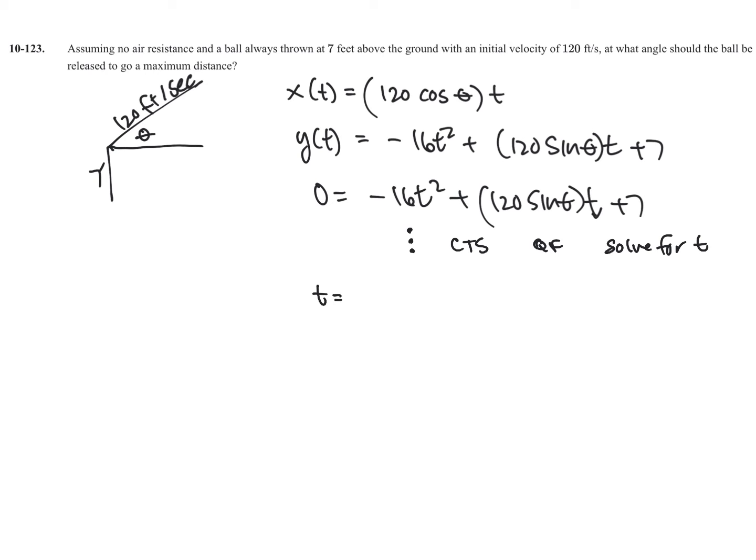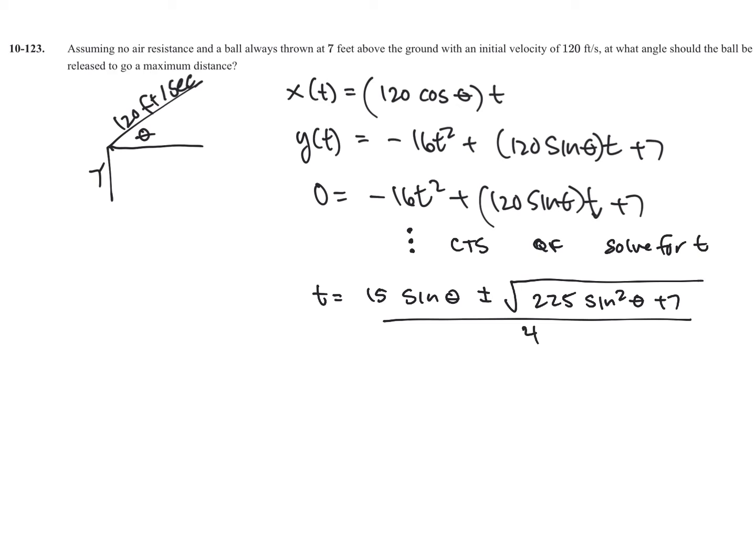All right, so t equals 15 sine theta plus or minus the square root of 225 sine squared theta plus 7, and divide this by 4. Now, you need to be in function mode, and you need to carefully put this into your calculator. Make sure you have parentheses around that numerator, and you're only going to do the plus.